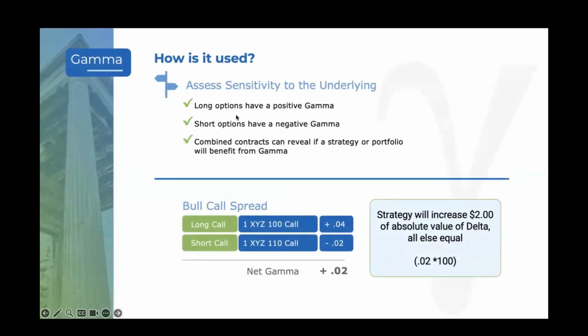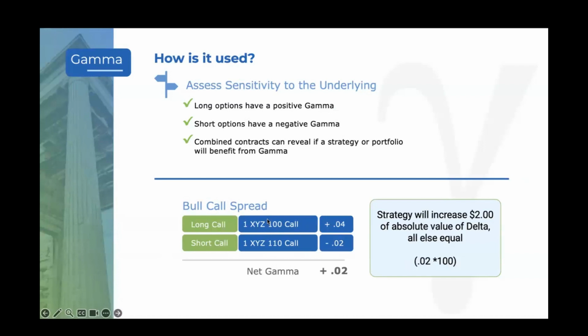Same thing here. Long options have a positive gamma. Short options have a negative gamma. You can still combine everything together to understand what your directional momentum is. So this bull call spread can have a positive or negative gamma because remember, it's centered around at the money options. We want to have some gamma exposure when we have something like this because this is a directional trade. So the long call individually is going to be that positive gamma. We reduce our gamma because we're capping our gain potential with a bull call spread.